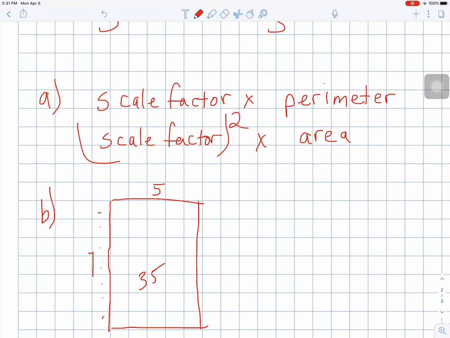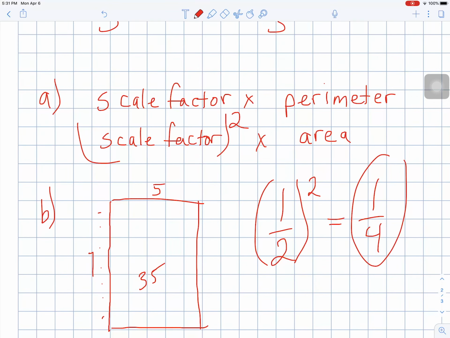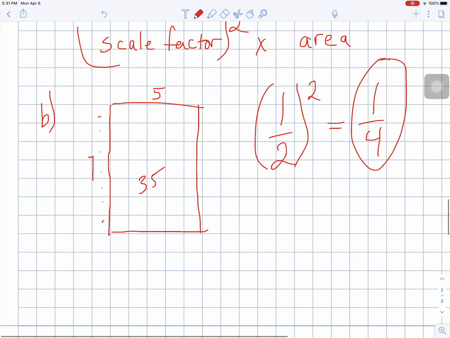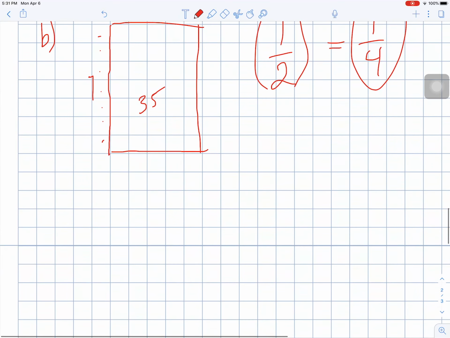The area of the wallet-sized photo is about what fraction of the area of the 5 by 7? Well, we haven't written down a key piece. The scale factor is this. How do we find out what fraction that would be? Well, scale factor has to be squared, so it's going to be 1/4 of the size. Hopefully that makes sense.